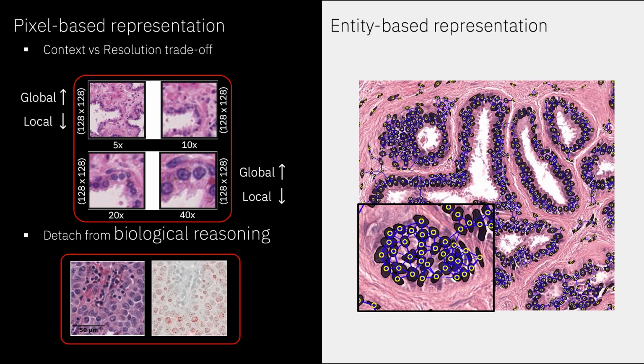Most of the work in computational pathology relies on CNNs that directly operate on the original image, so basically on the pixels. And there are at least 2 limitations to following this paradigm. The first one is that CNNs operate on fixed size patches, which leads to a trade-off between context and resolution. The second limitation, and the one we are focusing on in this paper, is that pixel-based processing is completely detached from any biological reasoning. And this makes the interpretation of the deep learning predictions pretty hard.